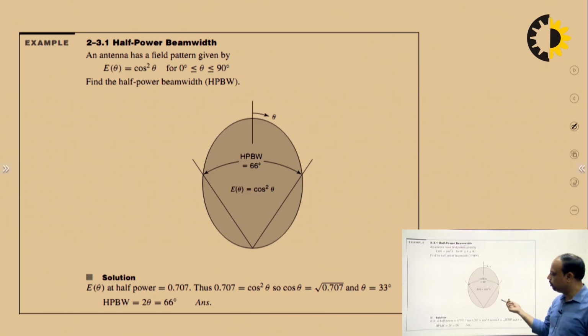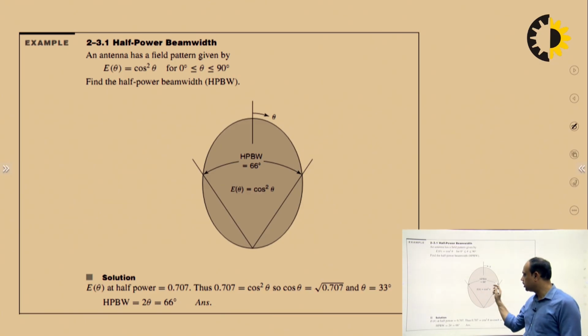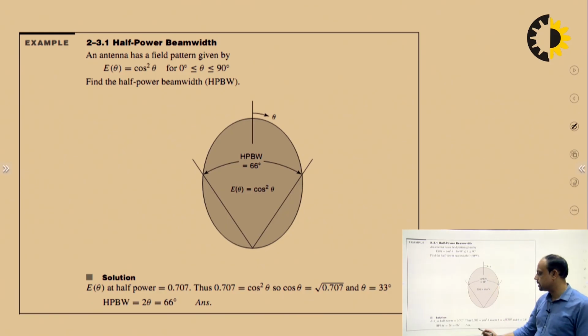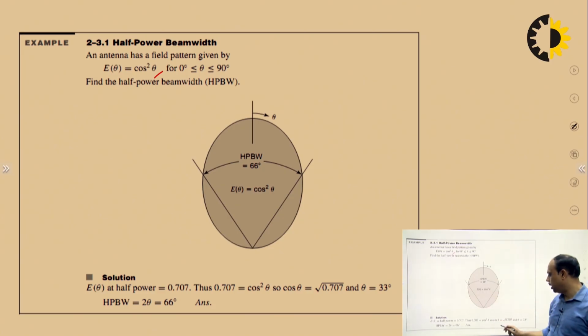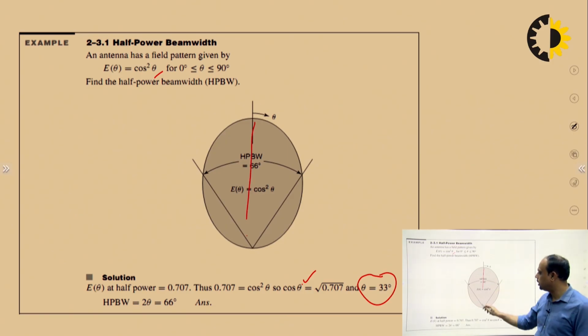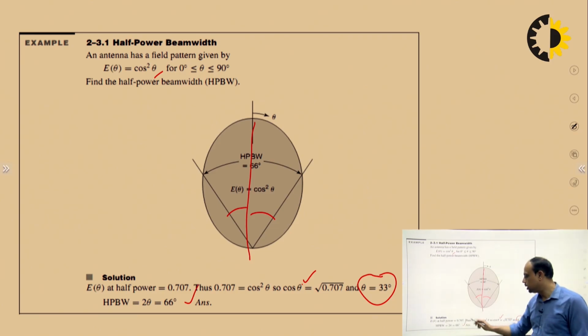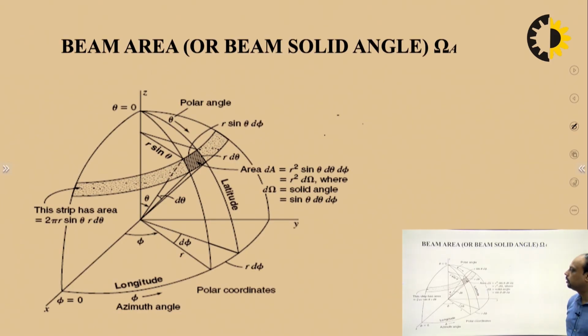So half power beam width is nothing but the beam width where the signal power became half. It is already given, it is 66 degrees. So for half power, the magnitude became 0.707 times, equal to cos square theta. This is where the power became half, and we have to find this theta. So theta is equal to 33 degrees, and this theta is symmetrical along this axis, so 66 is the half power beam width.